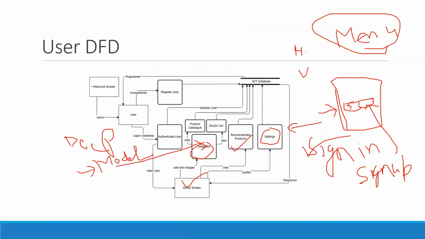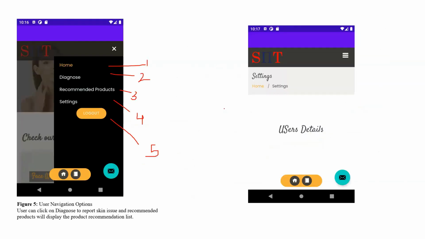Diagnose model, product catalog, doctor list, user detail. The user detail will be shown. The user can edit the username and the contact detail with the help of the settings option.